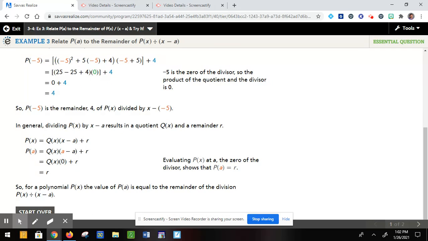So then here's the general rule. Looking at it generally, basically this is a proof, but it's just proving that, right, that the remainder is the same as just evaluating the function to begin with.